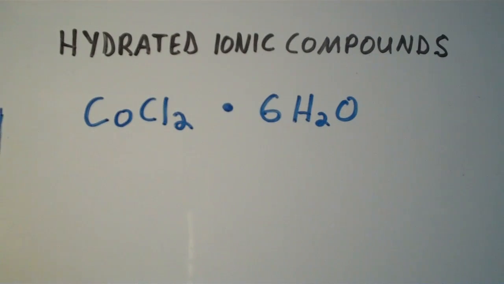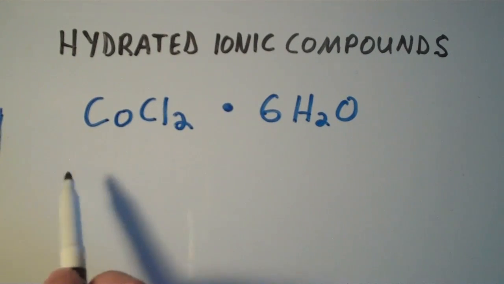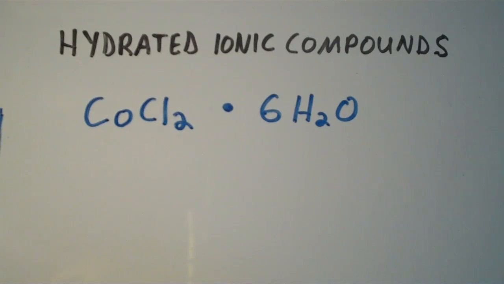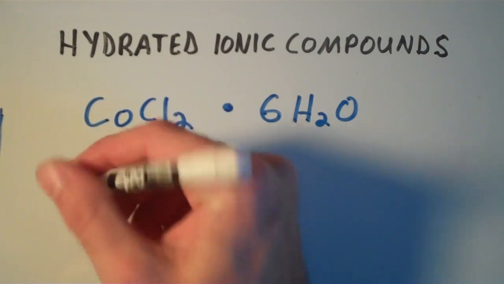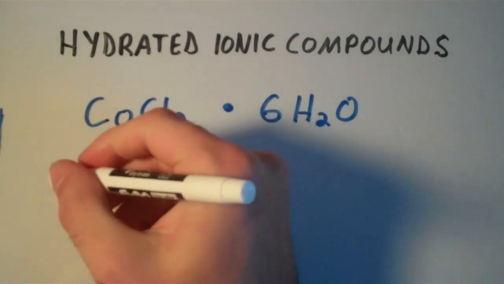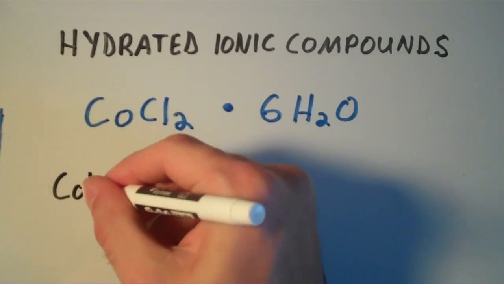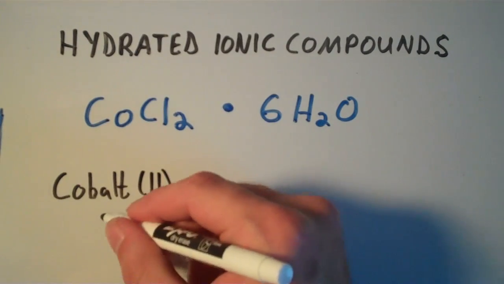So here we have the ionic compound. What's the name of this stuff? Could you name it? If you need a video on how to name ionic compounds, I do have a video for that. So the name of this compound, we call that cobalt 2 chloride.